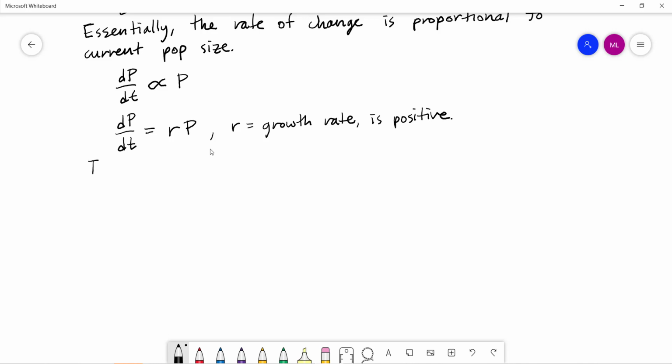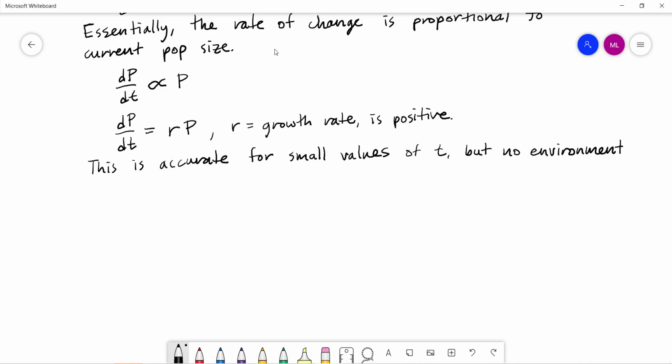So this is accurate for typically small values of t, whatever that means. Small values, depending on the value of r, could be minutes, hours, days, years, decades, depending on whether you're talking about bacteria or humans or something in between, right? So this is accurate for small values of t, but no environment can sustain indefinite growth.